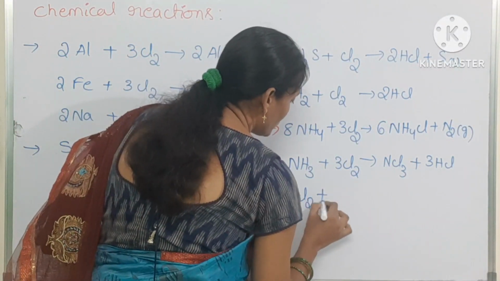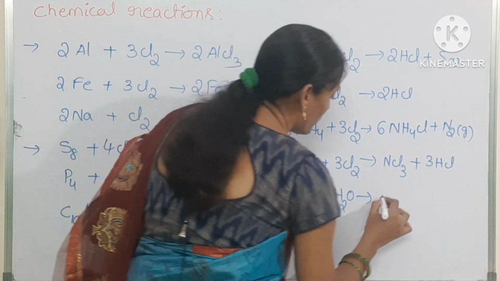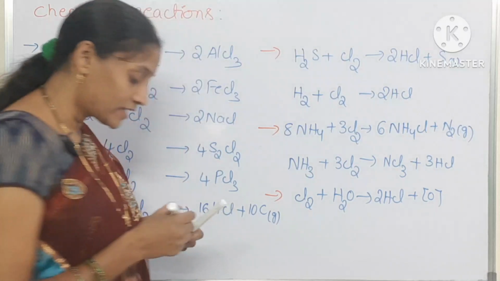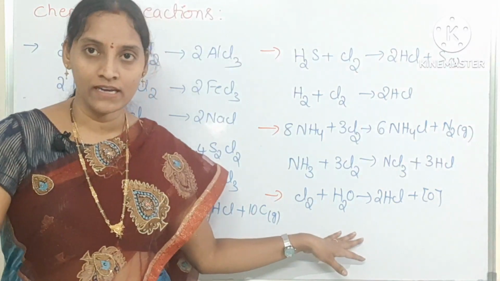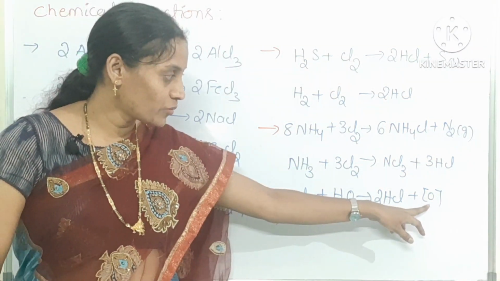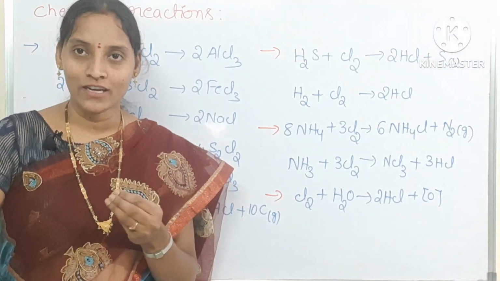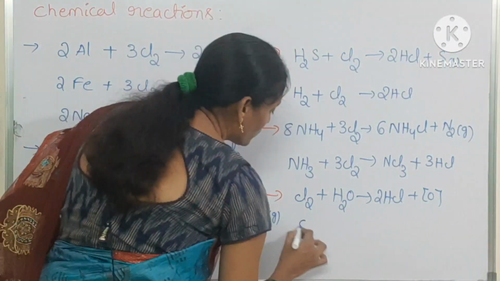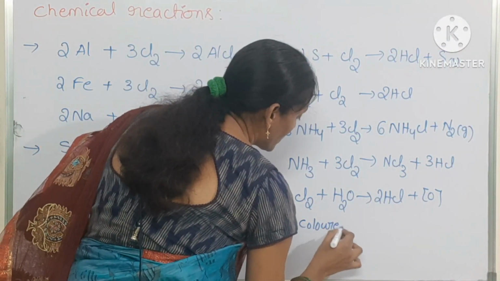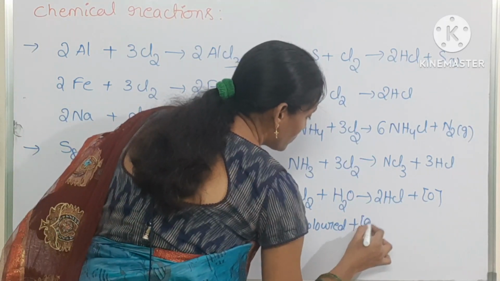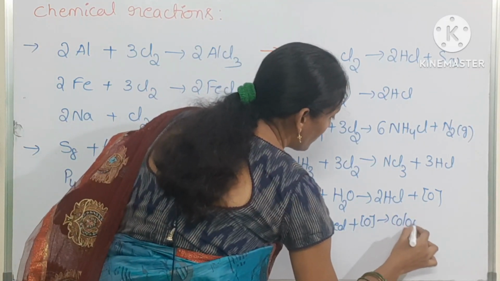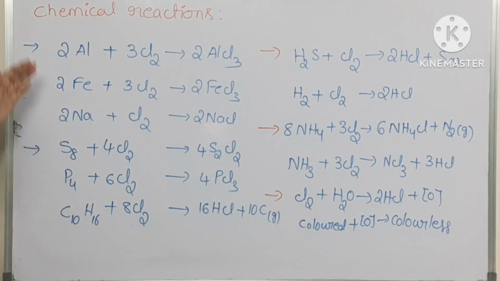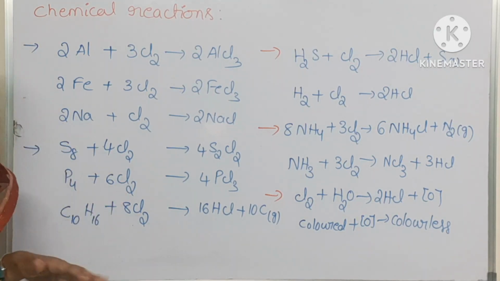Cl2 reacts with water, H2O, then it will form hydrochloric acid and nascent oxygen. This reaction is used in bleaching reactions. The formed oxygen reacts with colored compounds, then it will give you colorless compounds. Colored compound plus nascent oxygen will give you colorless compound. Just remember, try to note all these reactions. We will move to next chemical reactions.